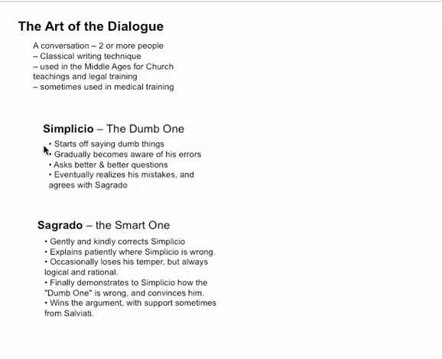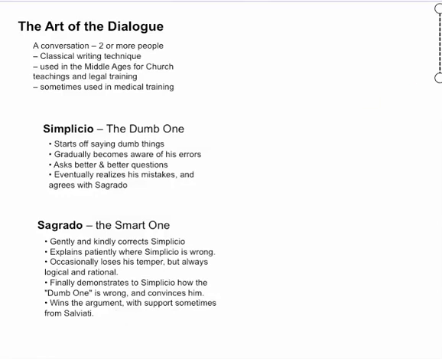The dumb character starts off by saying dumb things, gradually becomes aware of his errors. He asks better and better questions as time goes on. He eventually realizes his mistakes and agrees with Sagrado. The smart one, Sagrado, is kind and patient and gentle. He explains how Simplicio has made an error in judgment. He occasionally loses his temper a little bit, but mostly he's logical and rational. And he finally demonstrates to Simplicio's own satisfaction how he's wrong and how to fix his mental state.